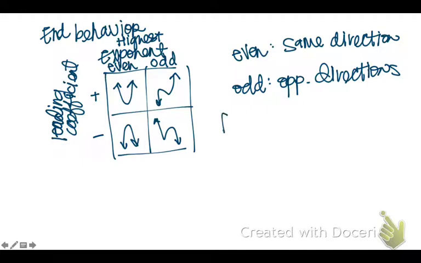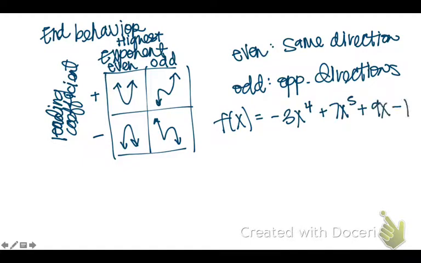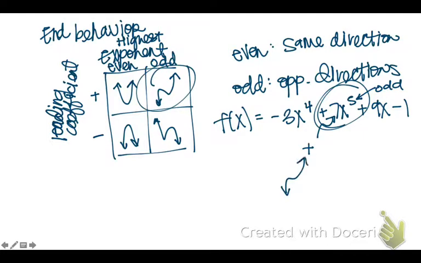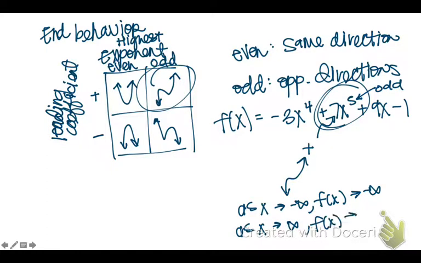Okay, so if you're given f of x equals negative 3x to the 4th plus 7x to the 5th plus 9x minus 1, we want to look at the highest exponent power here, which would be this one. So this is odd, and it is positive. So odd and positive means that the graph is going to look like this. So we would say as x goes to negative infinity, f of x goes to negative infinity. And as x goes to infinity, f of x goes to infinity.